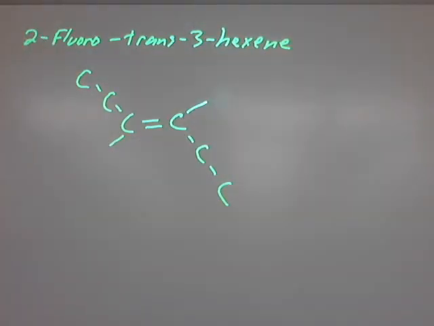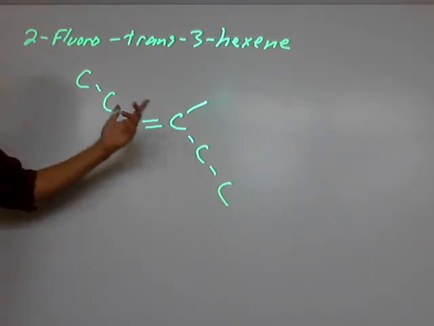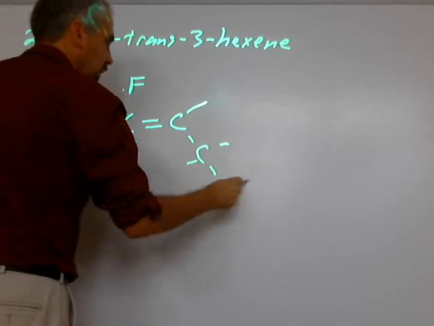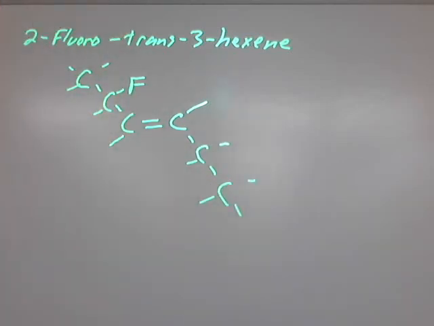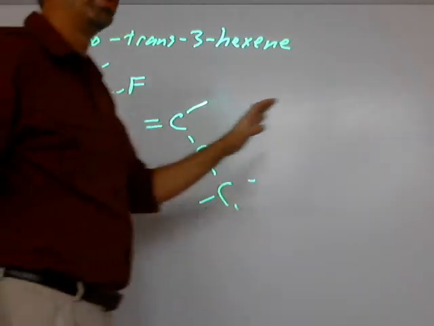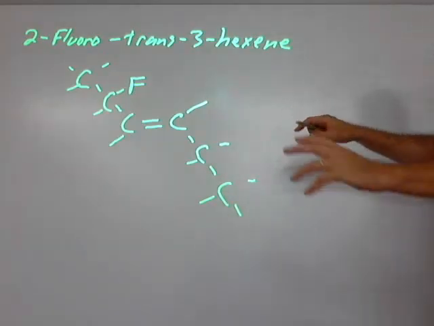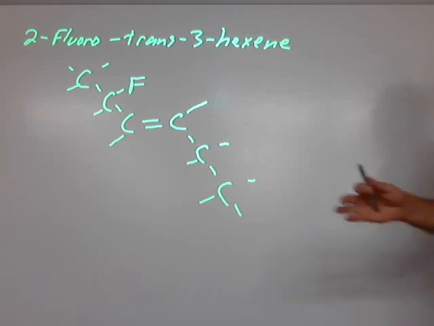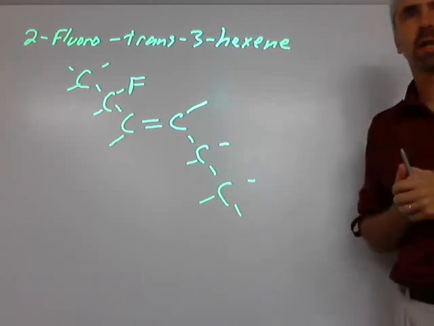Now, where does the 2-fluoro go? Where could it go? Could it go here and be right? Could it go there and be right? Yeah. And then the rest of them just fill in. Got it? Now, would it be wrong if you drew it flipped upside down, or with the fluorine in here? No, there's a lot of ways I could draw this correctly. You don't have to erase it and draw it exactly like that. But that's the correct answer.